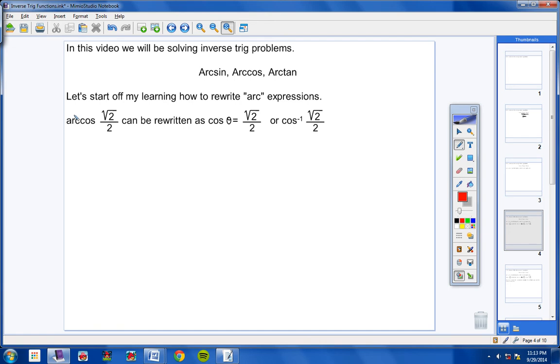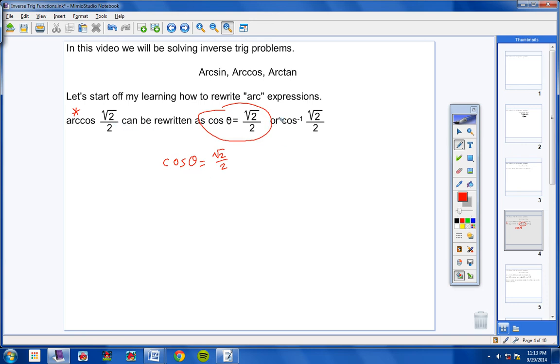Arc cosine of square root of 2 over 2 can be written as the following. This is so much easier. Look at this. Arc cosine of square root of 2 over 2 just means this right here. It just means you're looking for an angle. So take some notes on this, okay? Cosine of theta equals square root of 2 over 2. So when you see arc cosine, that just means you're looking for this angle right here. Cosine of theta equals square root of 2 over 2.